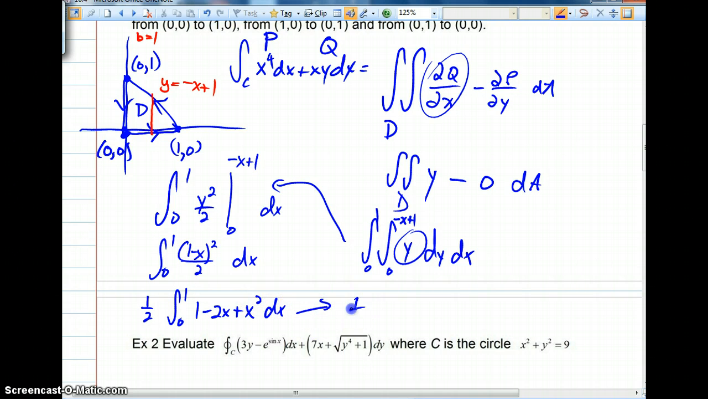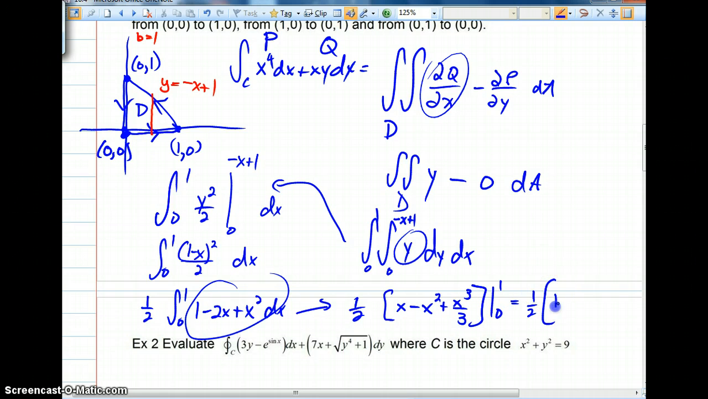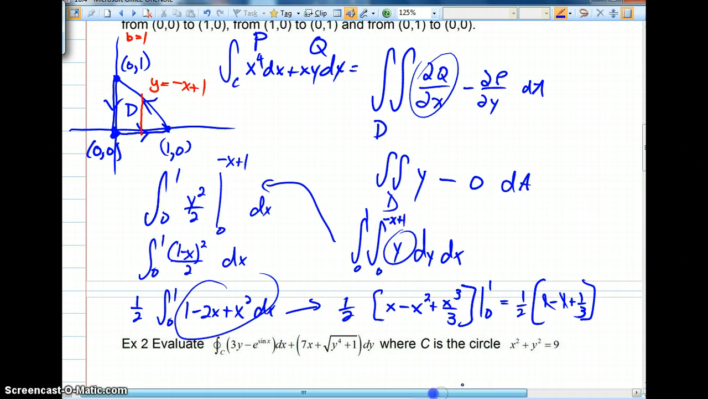Continuing this out, we're almost done. The antiderivatives all around give x minus x squared plus x cubed over 3. It doesn't get much nicer than plugging in a 1 and a 0. Let's keep that 1/2 out in front. Plug in a 1, we get 1 minus 1 plus 1/3. These wipe out. 1/2 times 1/3 is 1/6. That's how you could evaluate that line integral. It would be equivalent to a double integral.